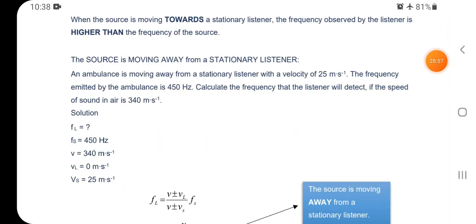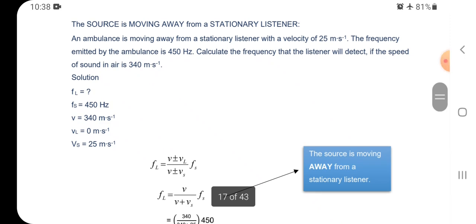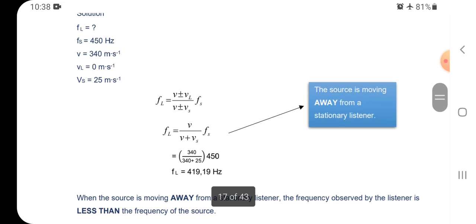So here, the other example is that the source is moving away from a stationary listener. An ambulance is moving away from a stationary listener with a velocity of 25 meters per second. So that is the velocity of the source. The frequency emitted by the ambulance is 450 Hz. The frequency of the source is 450 Hertz. Calculate the frequency that the listener will detect. So we're still looking for the frequency of the listener. If the speed of sound in air is 340, that is how we do it.